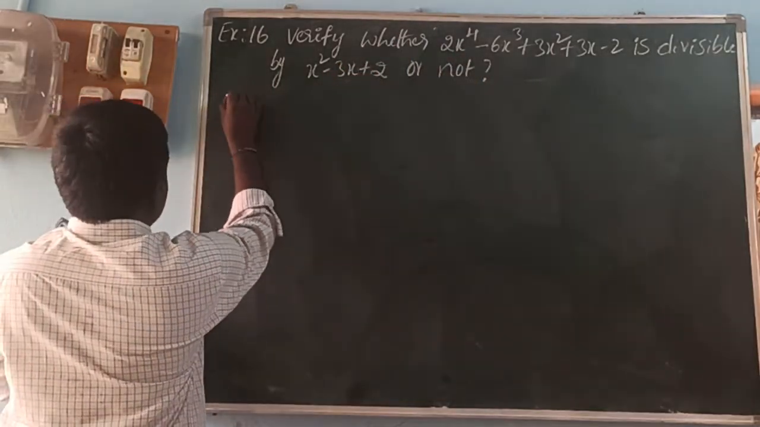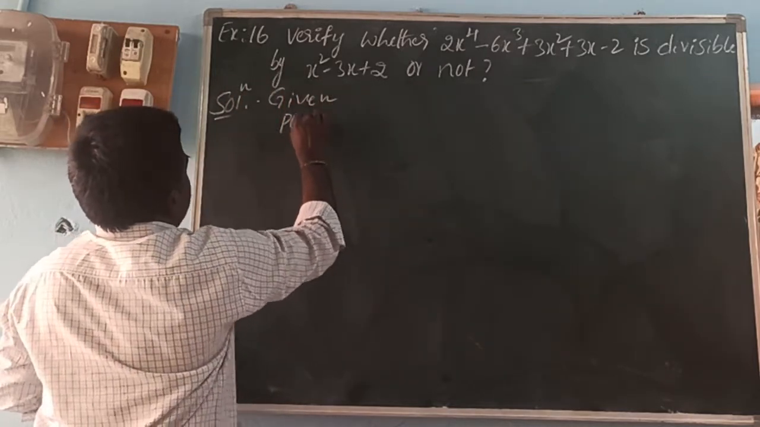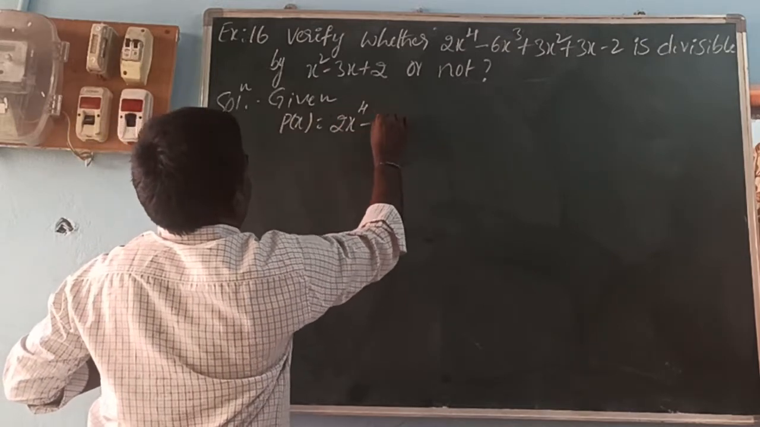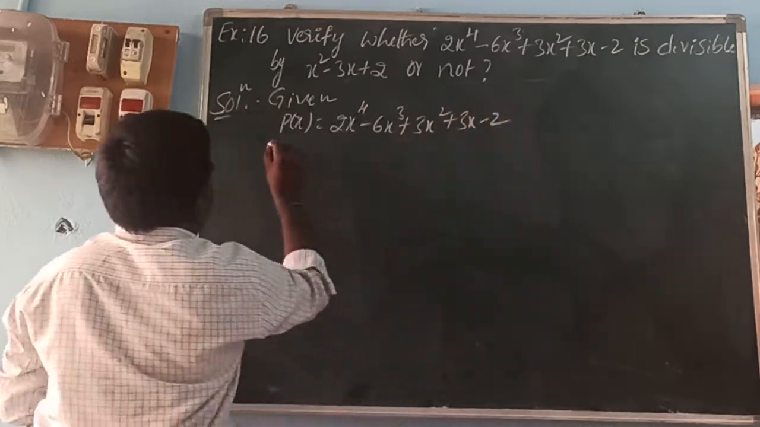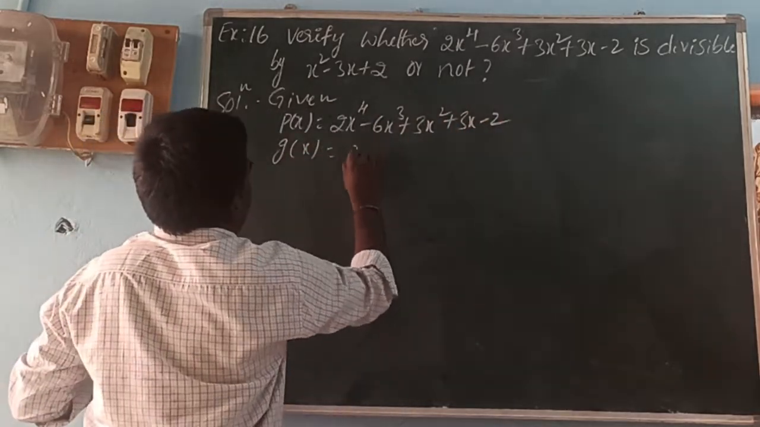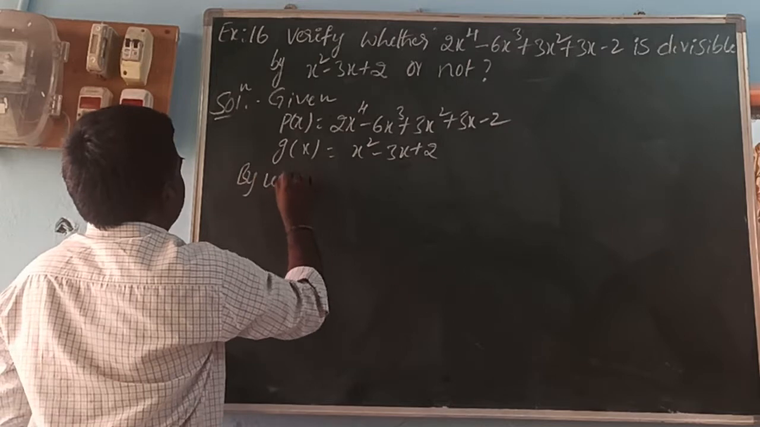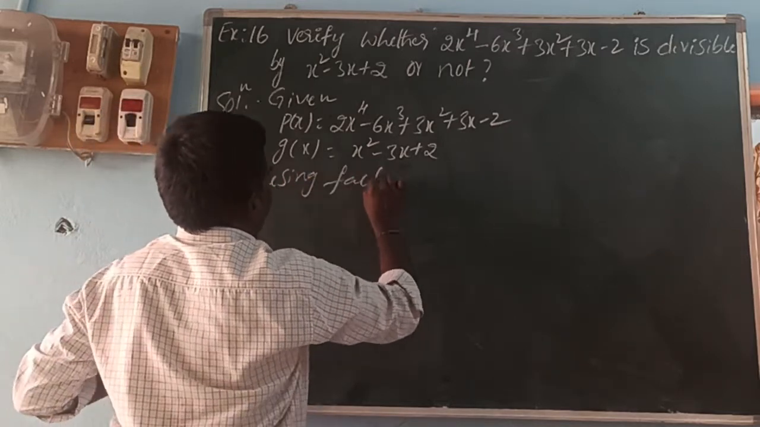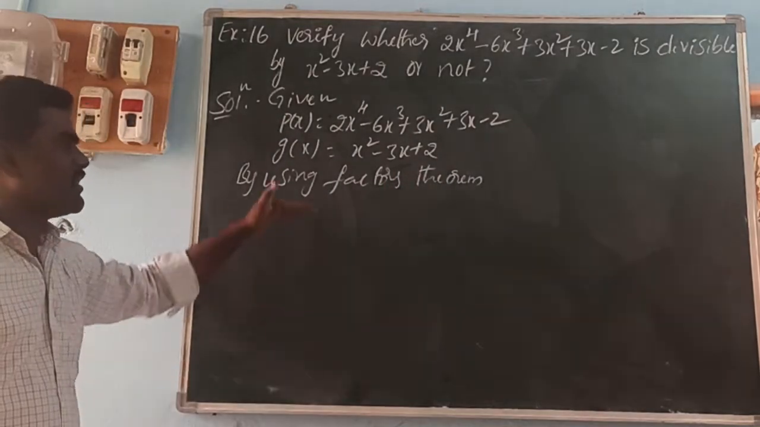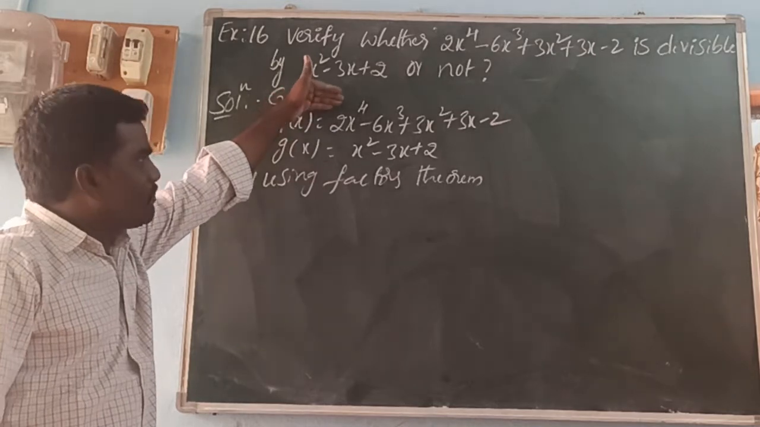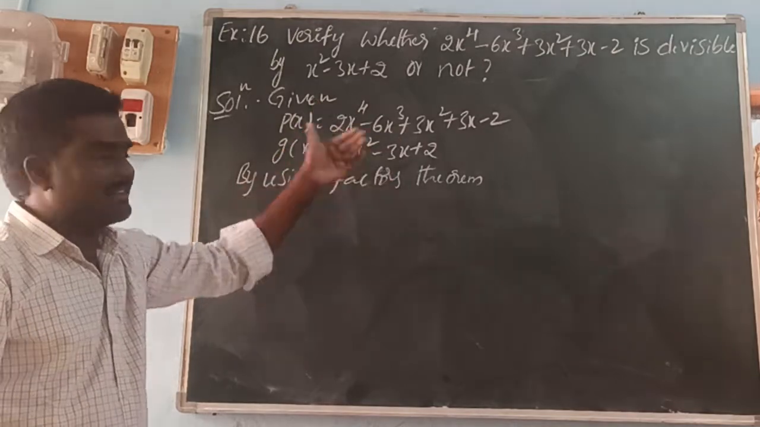Here, given p(x) = 2x⁴ − 6x³ + 3x² + 3x − 2 and g(x) = x² − 3x + 2. By using the factor theorem: if we substitute the zeros of the divisor in the given polynomial in the place of x and get zero, then the divisor is a factor. That is called the factor theorem.